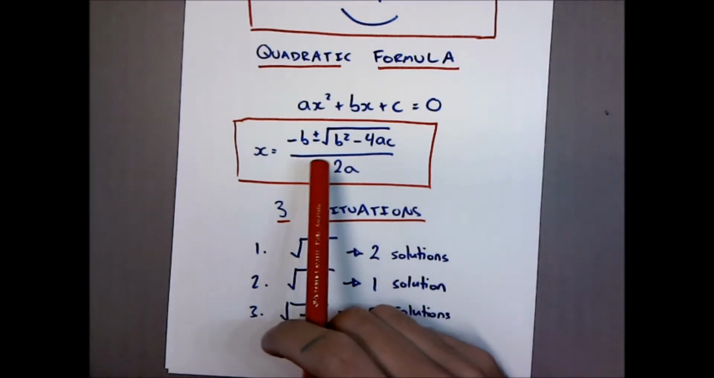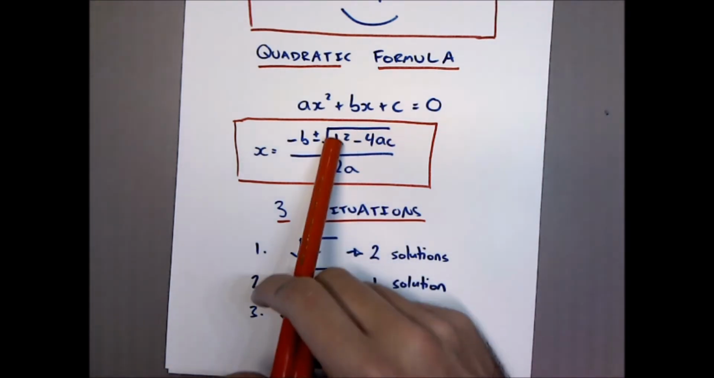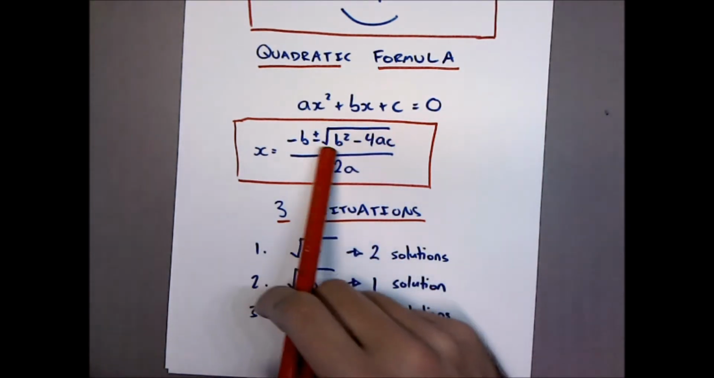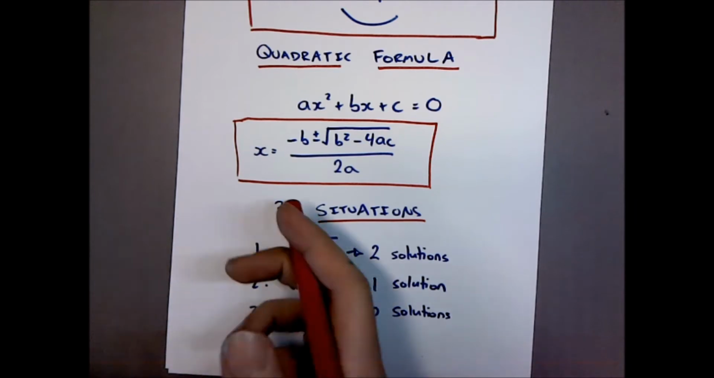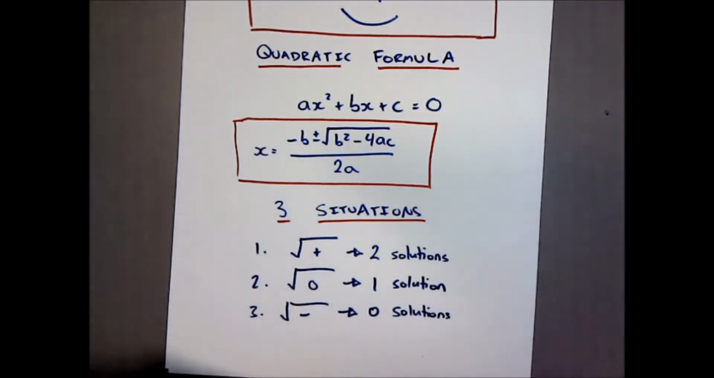Your final case is, if this becomes a negative number, you can't find the square root of a negative number. So what you'll find is that when you put it in your calculator, it's going to come up with an error, which just means that there's no solution for x. So there's no value for x that will work. So we'll do a couple of examples, and they're going to be one of each.